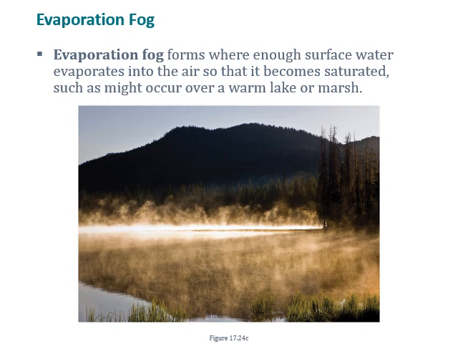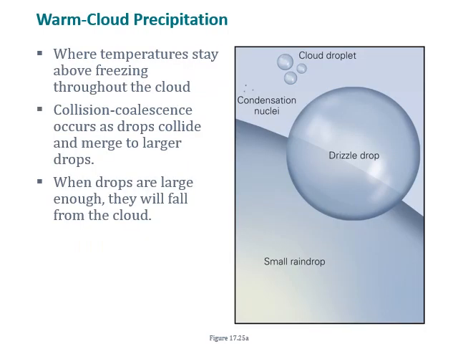Evaporation fog forms when enough surface water evaporates into the air above it so that it becomes saturated, and this might occur over a warm lake or marsh. Now let's discuss precipitation in detail. Warm cloud precipitation is rain, and this occurs where temperatures stay above freezing throughout the cloud.